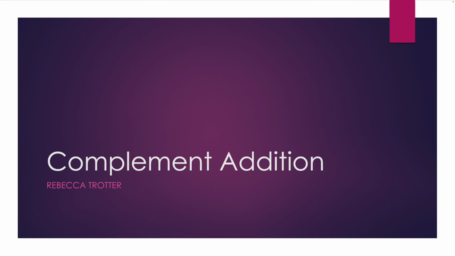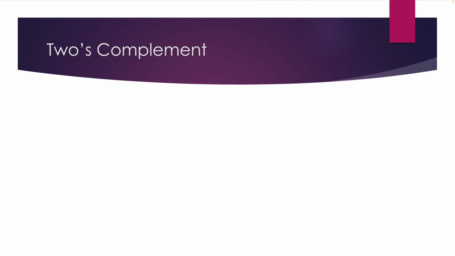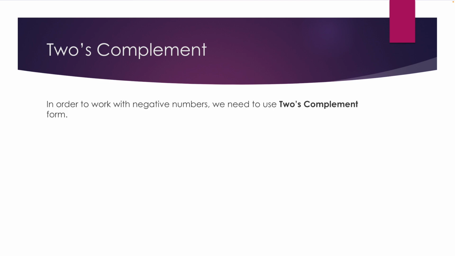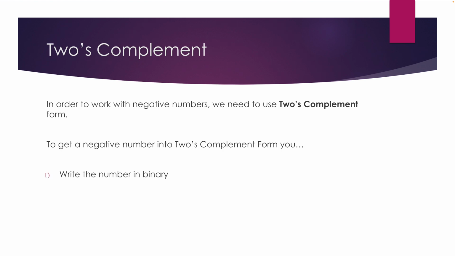In this video, we are going to look at 2's complement addition. So far we have looked at writing positive binary numbers, but we need to have a way of writing negative numbers as well. And so in order to work with negative numbers, we need to use something called 2's complement form. So in order to get a negative number into 2's complement form, you're going to write the number in binary. Then you're going to invert all of the numbers and add 1.